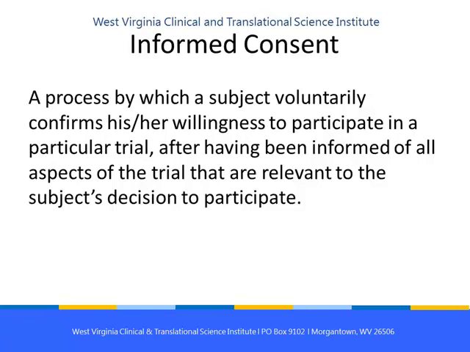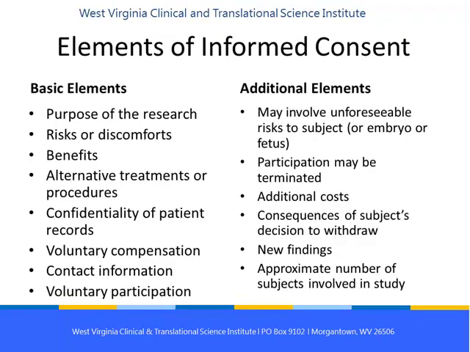So informed consent. I'm going to read this. A process by which a subject voluntarily confirms his or her willingness to participate in a particular trial after having been informed of all aspects of the trial that are relevant to the subject's decision to participate. So, elements. This is a bit dry, but it's important. There are certain elements that are required to be in the informed consent form and part of the informed consent process. This is part of the Code of Federal Regulations.